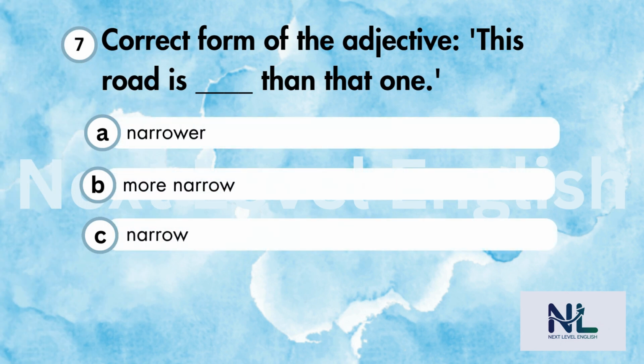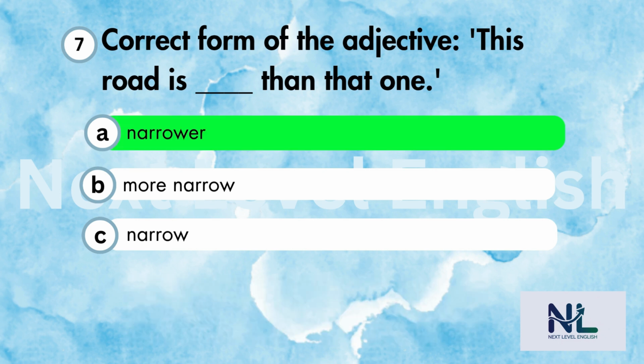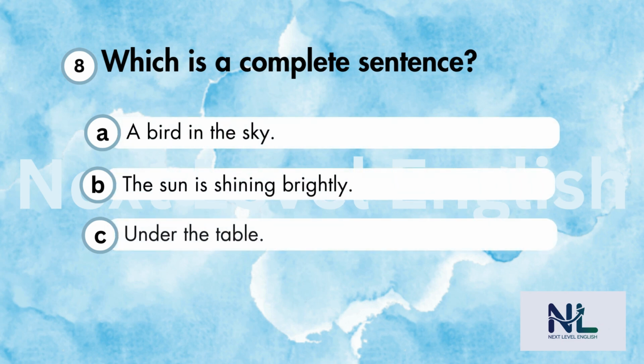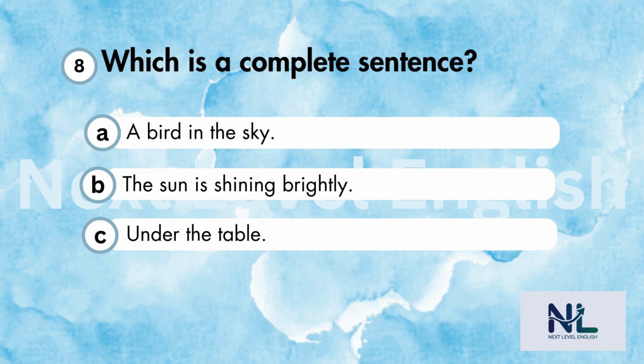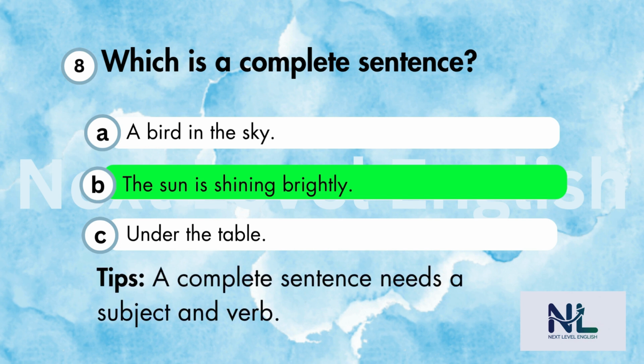7. Correct form of the adjective: this road is than that one. Narrower. Tips: use comparative adjectives for two things. 8. Which is a complete sentence? The sun is shining brightly. Tips: a complete sentence needs a subject and verb.